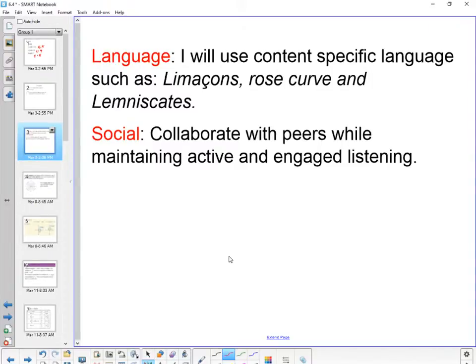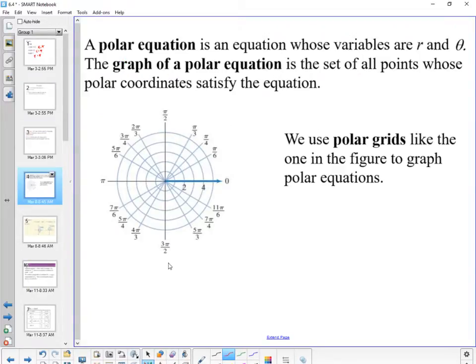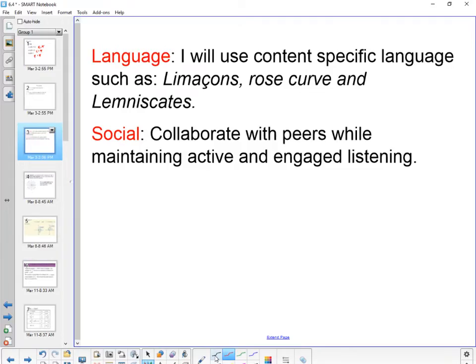Thanks for closing those laptops. We are collaborating and not just having chit-chat conversations. You're professional students, yeah? Toss them on the board over here.